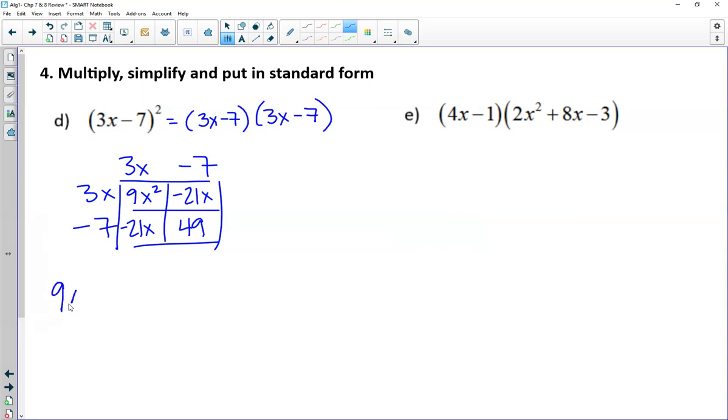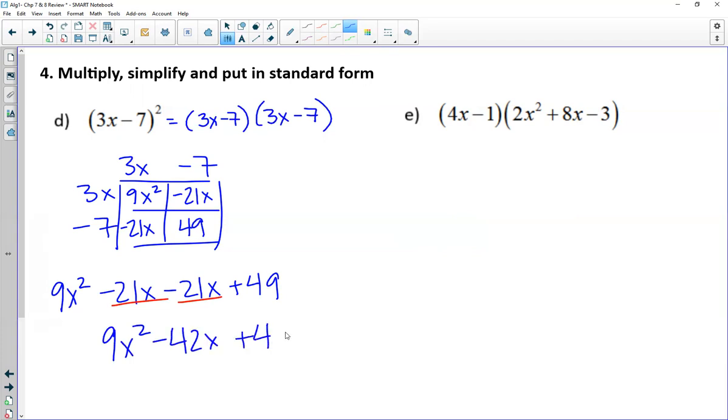Writing this out, I have 9x squared minus 21x minus 21x plus 49. We have like terms of negative 21x's. So my final answer will be 9x squared minus 42x plus 49.